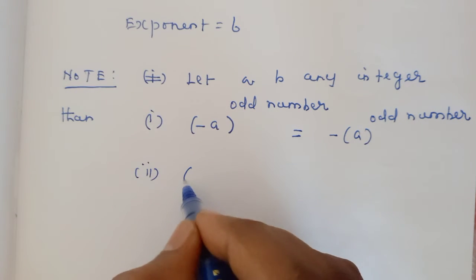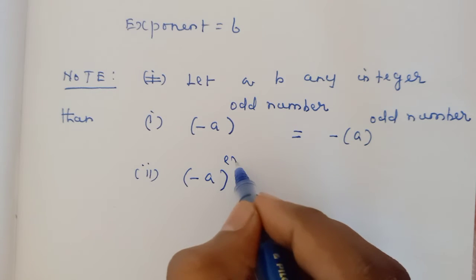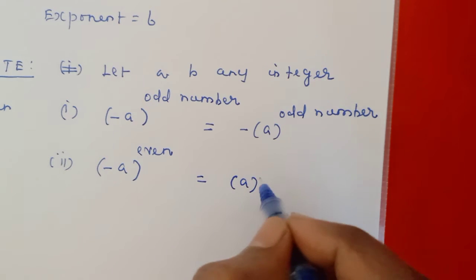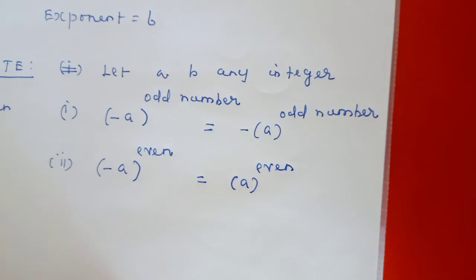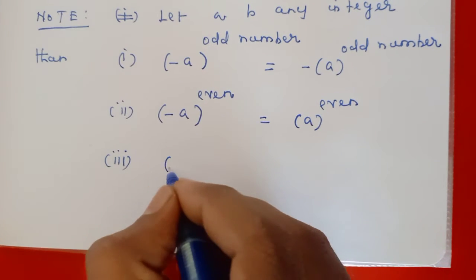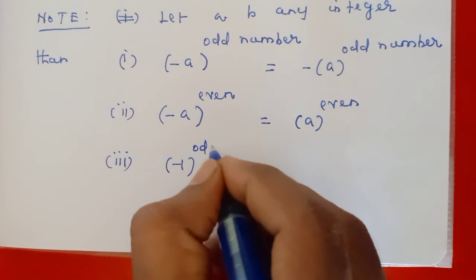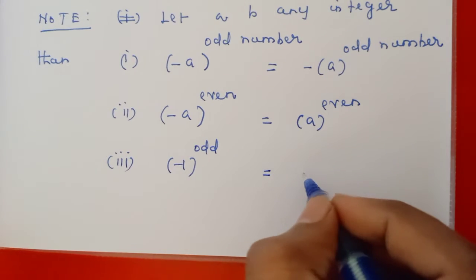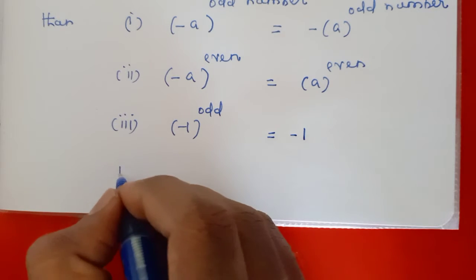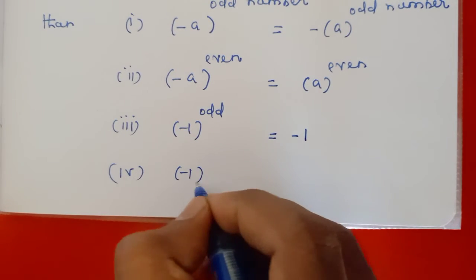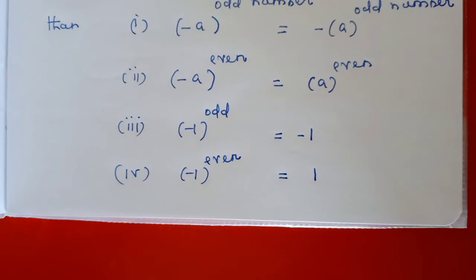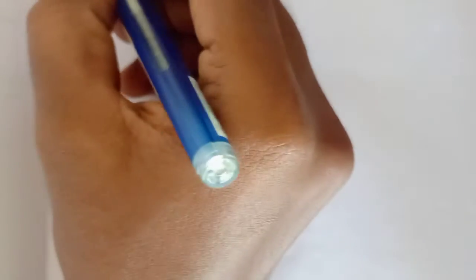Second note, minus A power even number is equal to A power even number. Third note, minus 1 power odd number is equal to minus 1. Suppose minus 1 power even number, that is equal to plus 1. Fine.